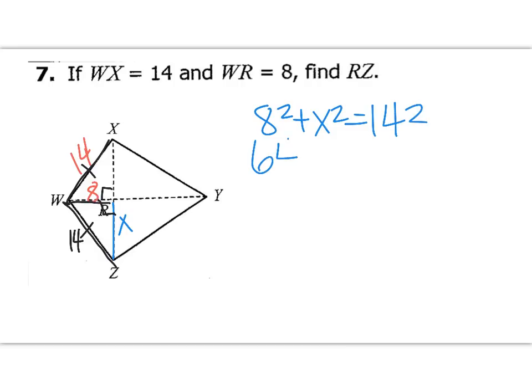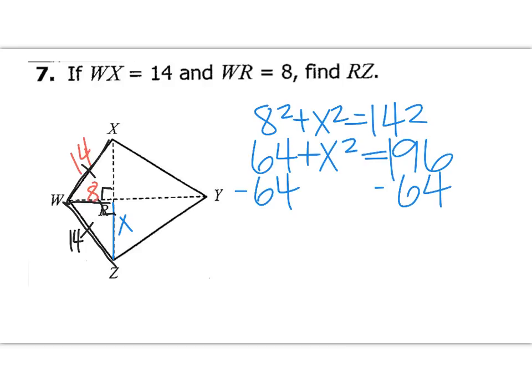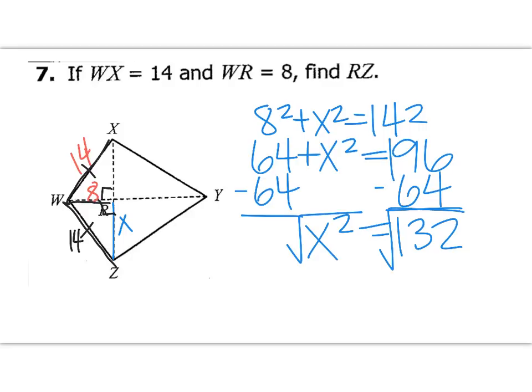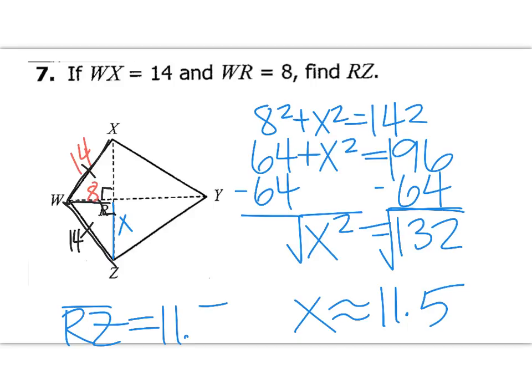So then we would say 64 plus x squared equals 196. Subtract 64 from both sides. x squared equals 132. Take the square root of both sides, plug the square root of 132 into your calculator, and you get x is approximately 11.5. So our final answer is that RZ equals 11.5. And we're done. That Pythagorean theorem will come into play more than you know, so don't forget how to use the Pythagorean theorem.